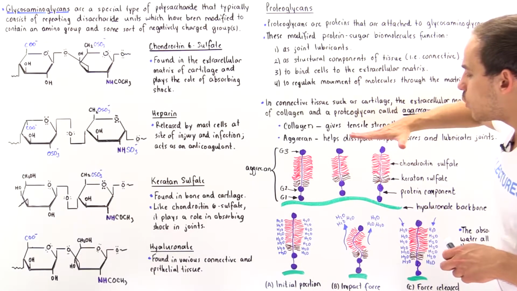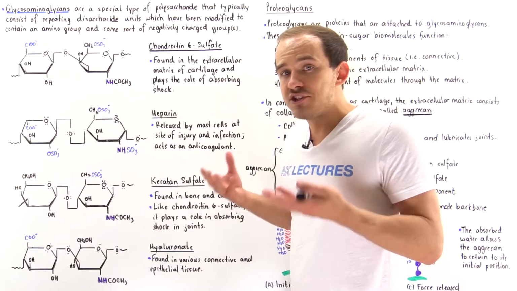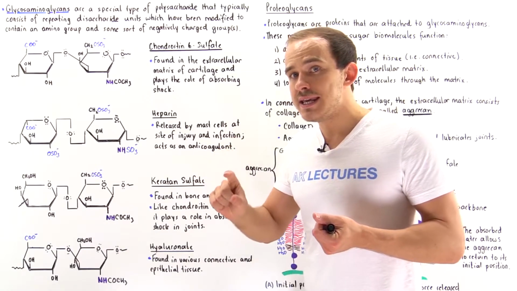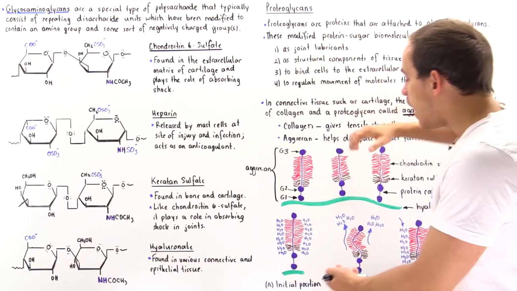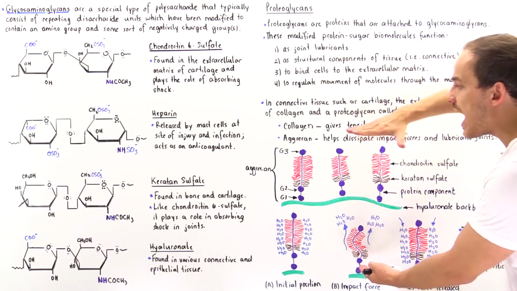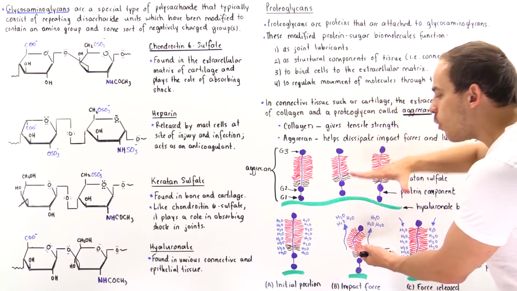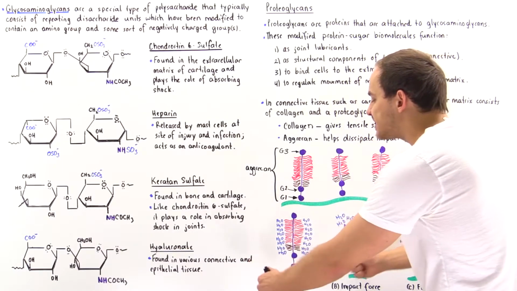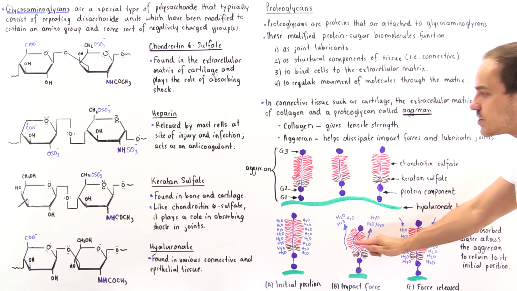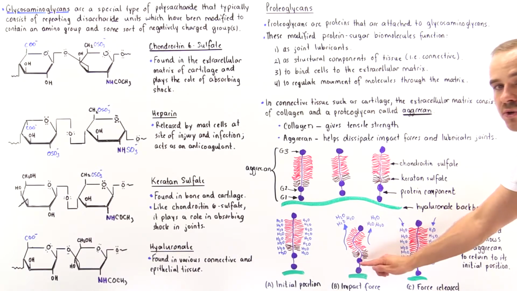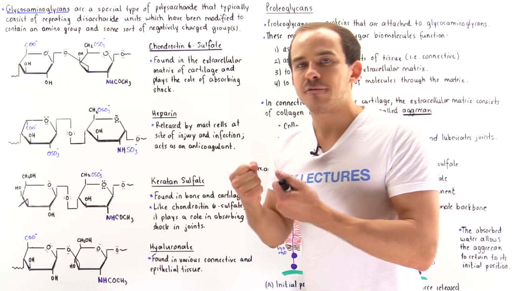Now, what happens when we apply some type of force? So, for instance, let's say I jump, and when I jump, the joints in the knees experience an impact force. And what happens is a force is applied onto the aggrecan. And when a force is applied onto the aggrecan, that forces all these water molecules to leave this section. And that slightly deforms this aggrecan protein molecule, the proteoglycan. And when this is deformed, it absorbs some of that force.